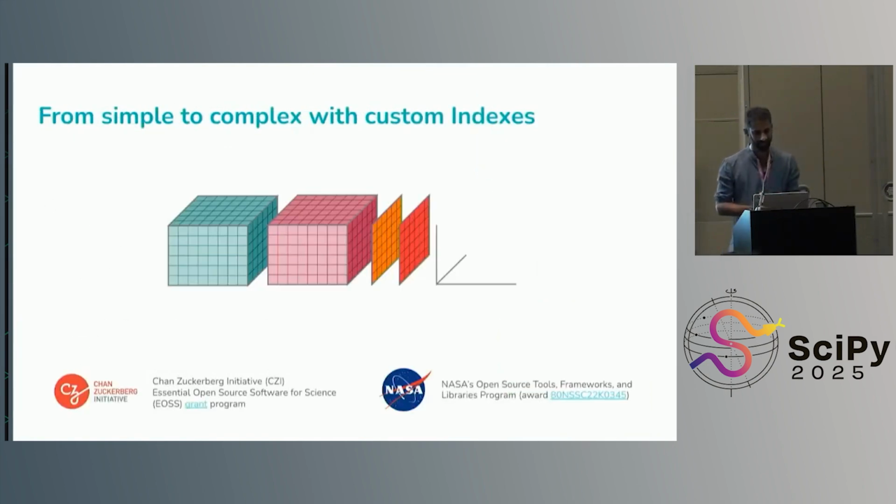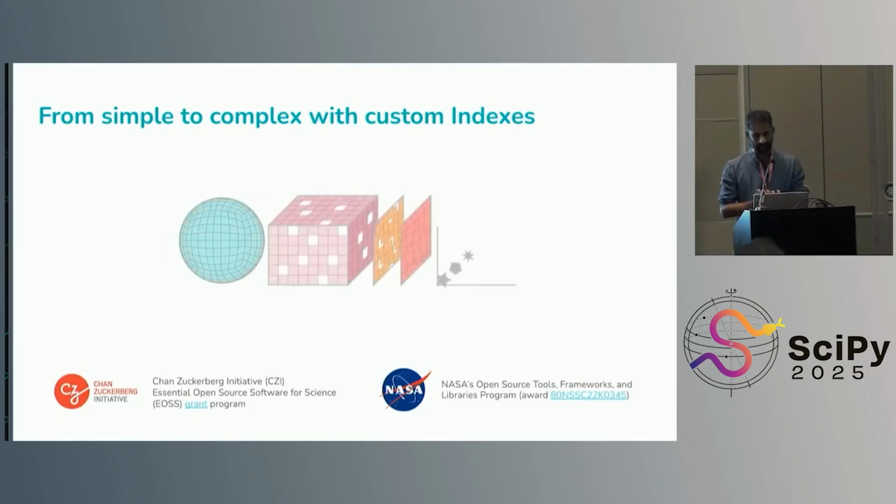And so the big news here is we can go from those simple, 1D orthogonal vector coordinate systems to significantly more complex ones with these custom index objects. And thanks to funding from the Chan Zuckerberg Initiative and NASA's open source tools, frameworks, and libraries programs, we can go from this to that. So we got spheres, we got unstructured grids, we got geometries, sparse things. I mean, this is many, many years in the making. Because it was hard. It's like changing fundamental assumptions of a data model is very hard and a lot of thankless work. So good job to Benoit.